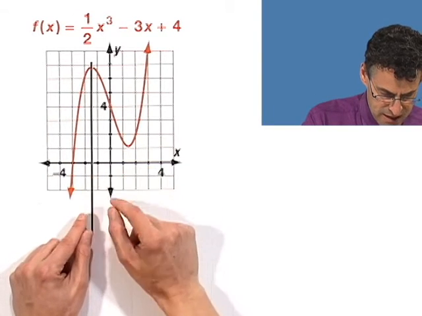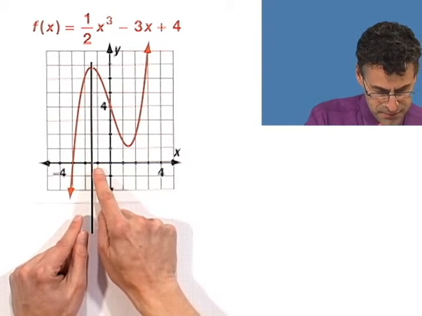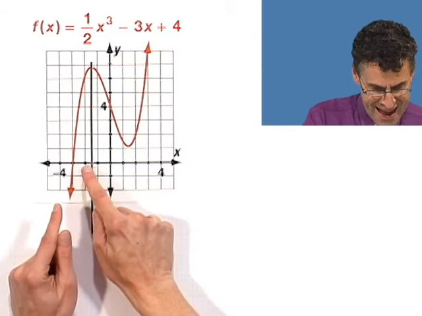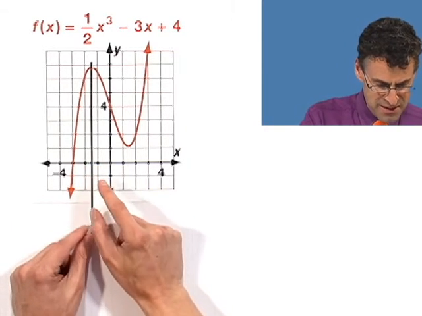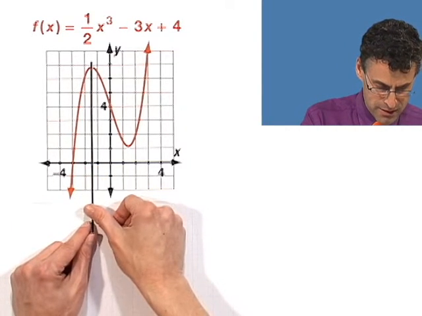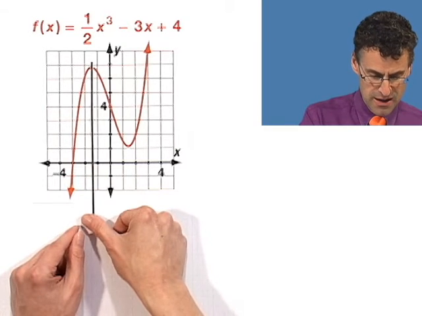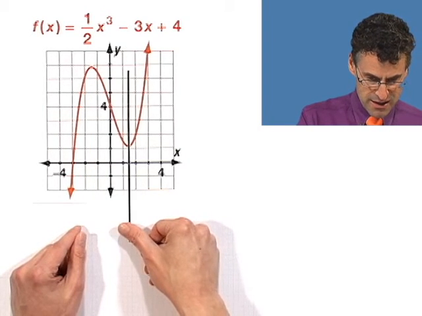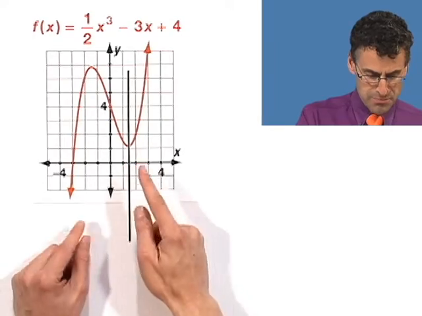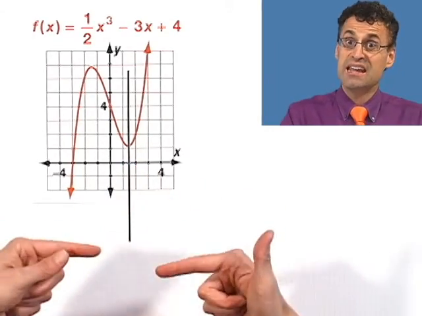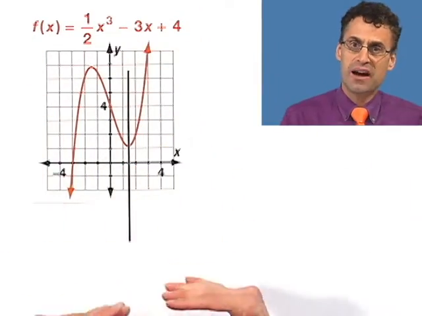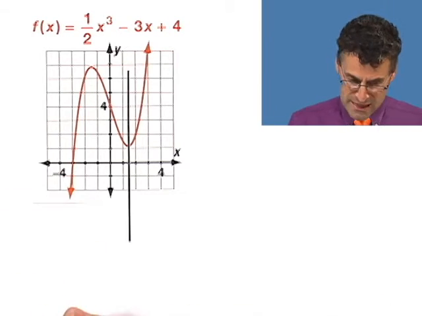And the x value seems like it's around negative 1.5-ish or something, or maybe it's not quite a half, right? Maybe it's like negative 1.4 or something. And then over here, it seems like it's around 1.4-ish. We could take those values and plug them into the function to find that local maximum or minimum value.